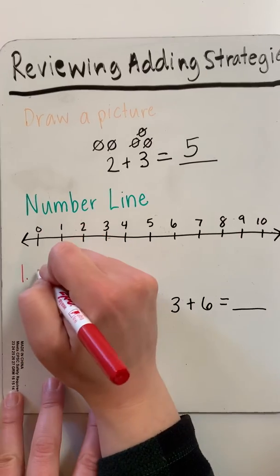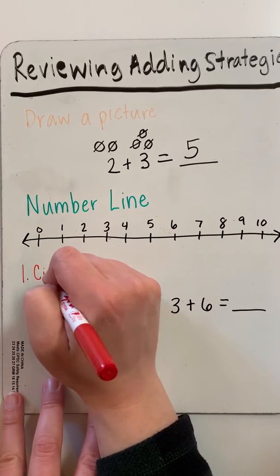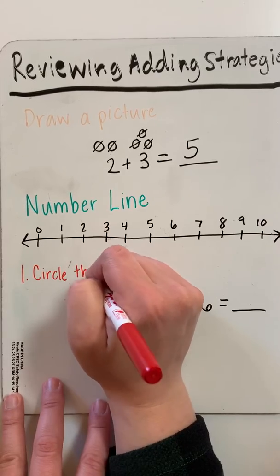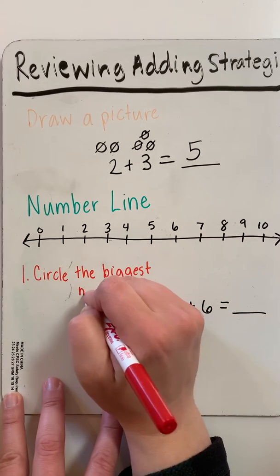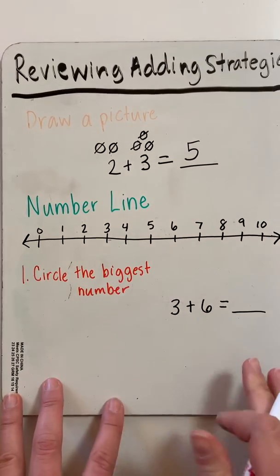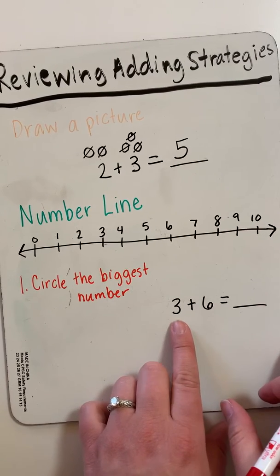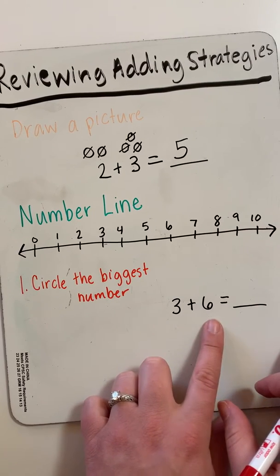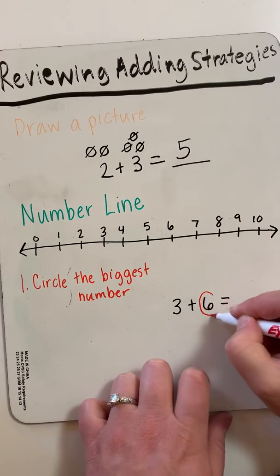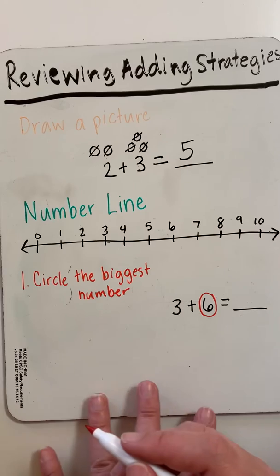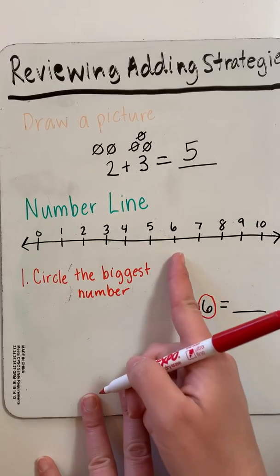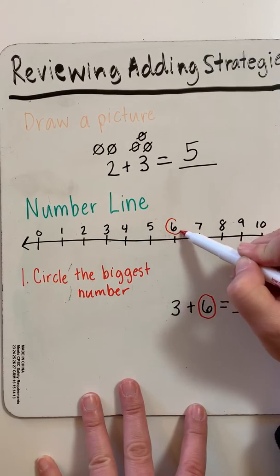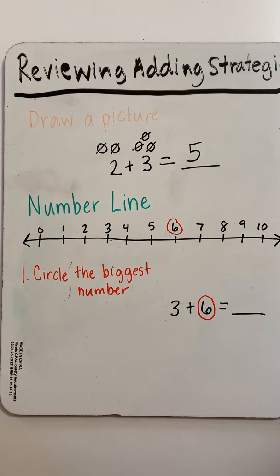Our first step is to circle the biggest number. Now in this example problem, our biggest number isn't our first number. Our biggest number is actually our second number. So I'm going to circle that number to make sure that I don't forget that that's the biggest number. Then, in addition to circling it here in the problem, I'm going to find it on the number line and circle it on the number line. That is your first step, to circle the biggest number.